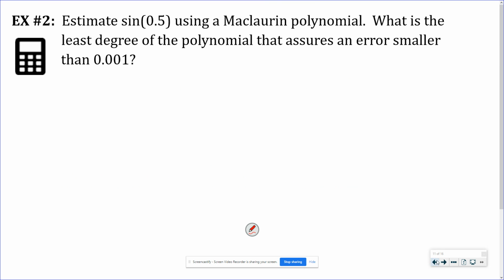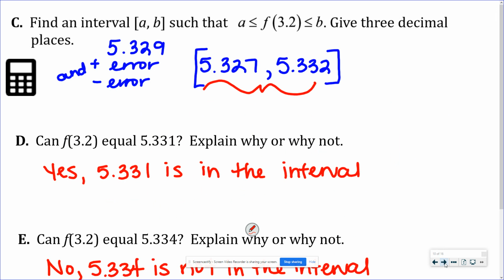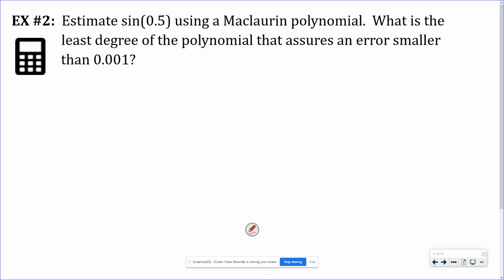All right, so that example was an example of how to compute an error when the maximum value is given. Example 2 is how to compute your error when the maximum value is not given. Okay, so let's start with what do we know? We know that we're estimating sine of 0.5. Okay, so that means we will need to find the remainder. I don't know the degree of my Taylor polynomial that I'm using because it says what is the degree. So I'm going to have to circle back to that in a minute.